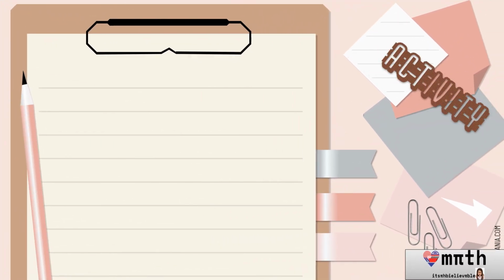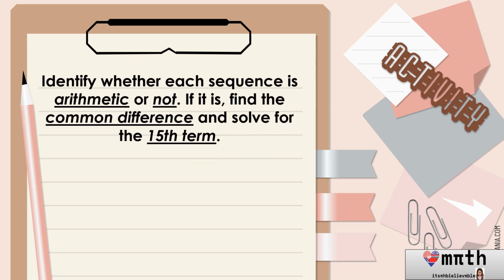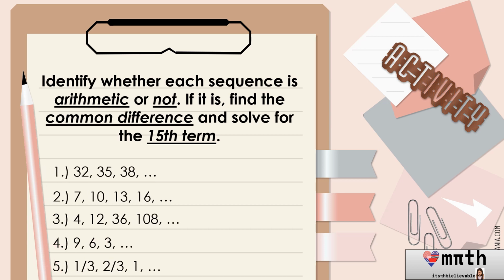Since we're all done with our examples, we're going to have your activity. In this activity, you're going to identify whether each sequence is arithmetic or not. If it is, find the common difference and solve for the 15th term. For number 1, we have 32, 35, and 38. For number 2, 7, 10, 13, 16. For number 3, 4, 12, 36, and 108. For number 4, we have 9, 6, and 3. For number 5, we have 1/3, 2/3, and 1. Okay? So, can you do your best? Good luck!